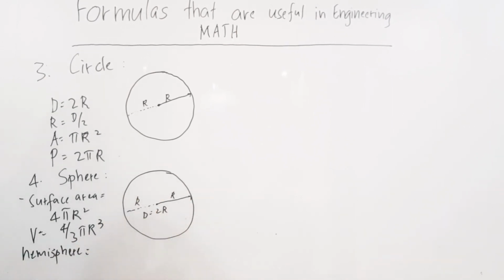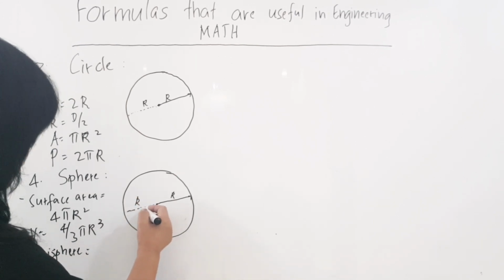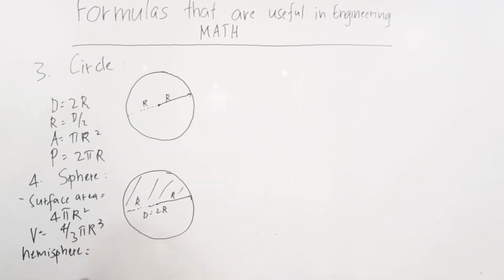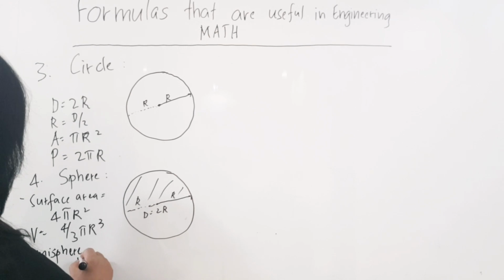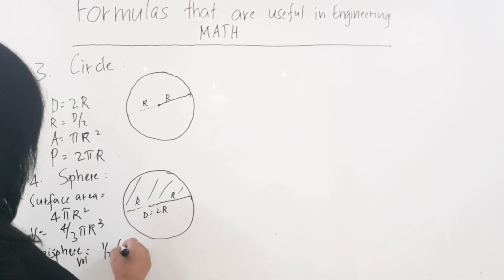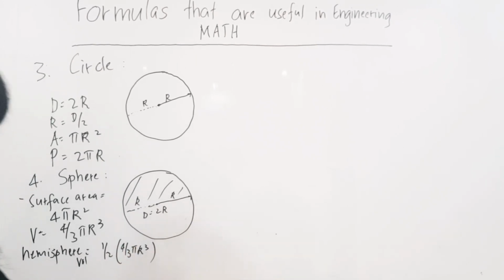And of course, the hemisphere is half of this. Half of this one, we call the hemisphere. Therefore, the volume of the hemisphere is equal to half the volume of the sphere. This is the hemisphere volume, which we designate as VH.